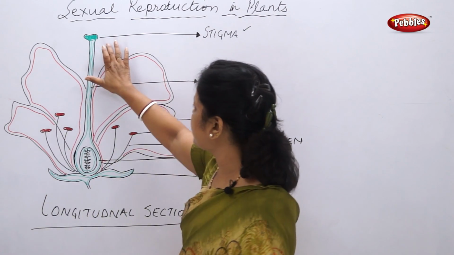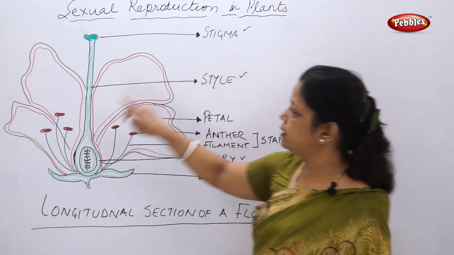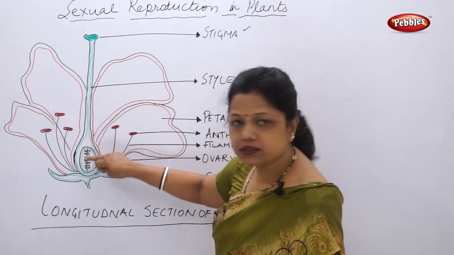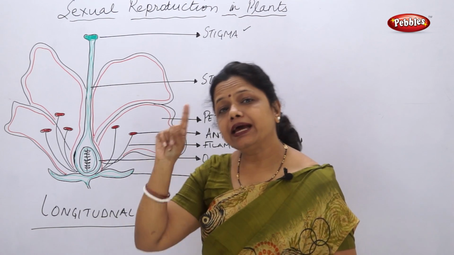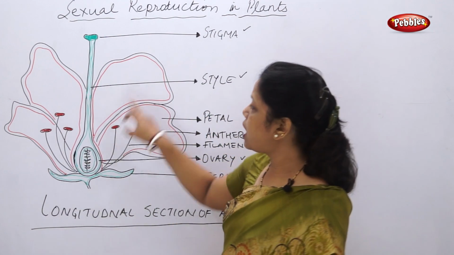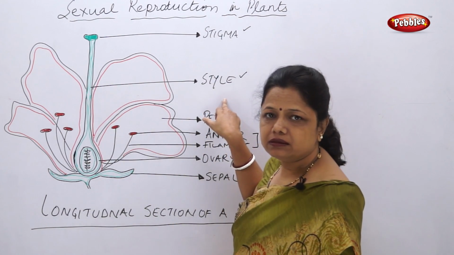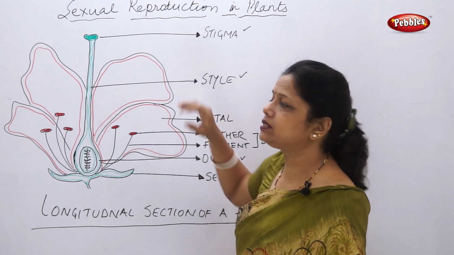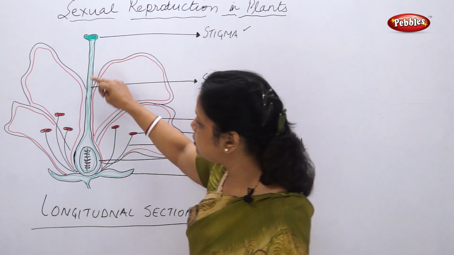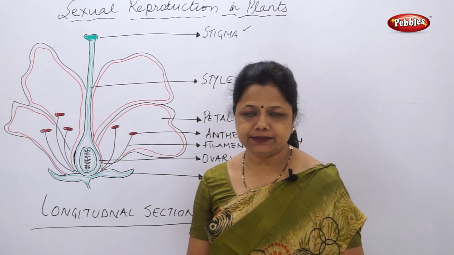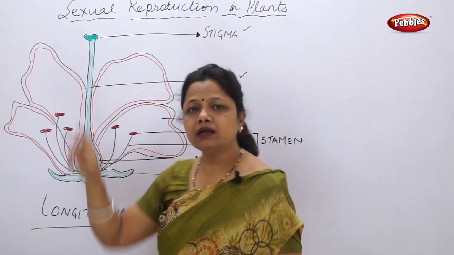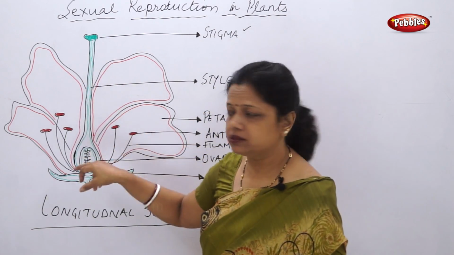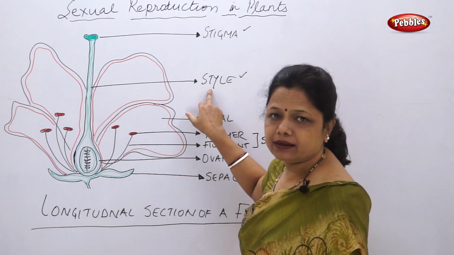So this is the first part. The second part is style. The pipe-like structure you can see, the small tube which carries the pollen grains, is called the style. There is only one function for it. Style carries the pollen tube which is growing inside. Inside the pollen tube, there are male cells which are coming down through the pollen grains. So the second part is style.